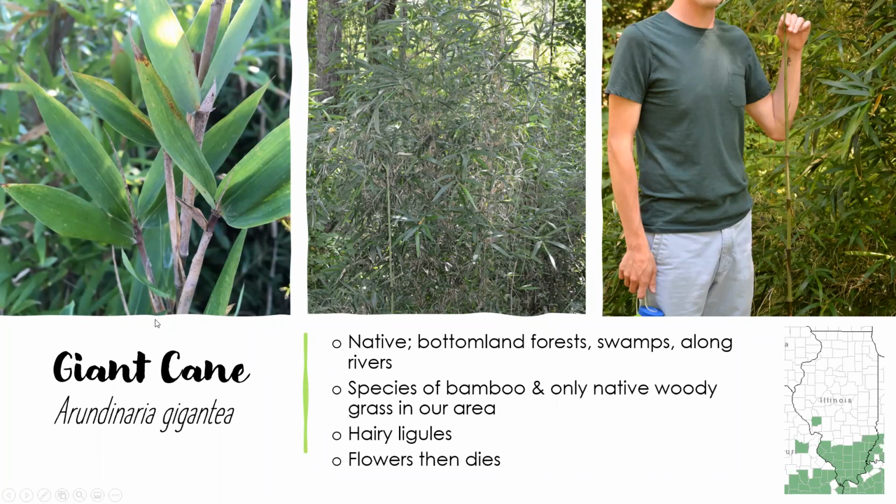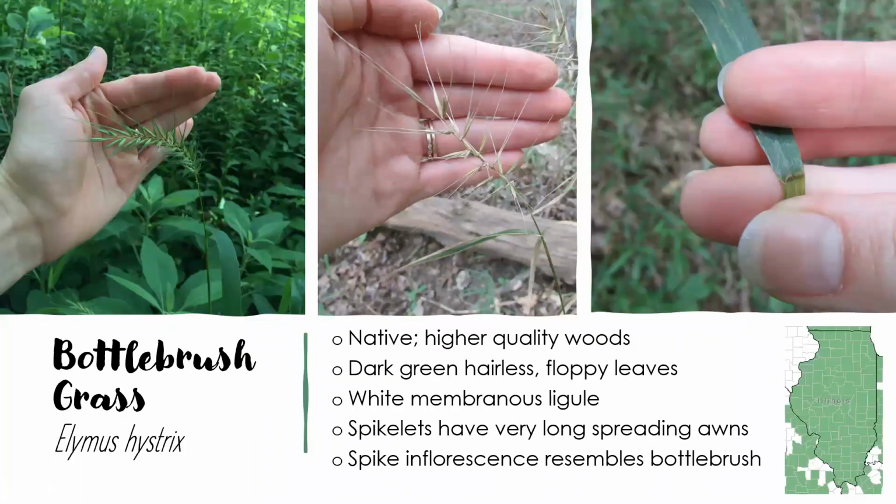And something really cool about giant cane is it's clonal and grows in huge colonies, and it can grow for years and years and years, and it flowers once in its life and then it will die. So if you have a huge cane break one year, and you've had it for years, and then the next year it's gone, it's likely that it flowered and then has died. Okay, so that's giant cane.